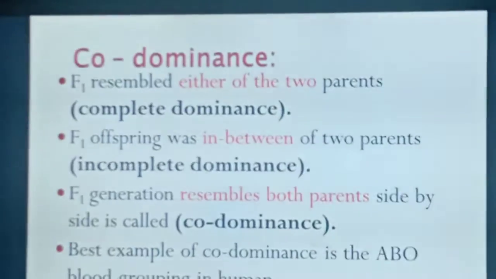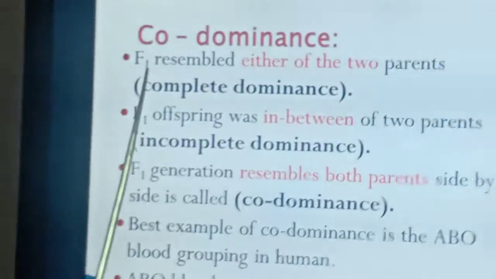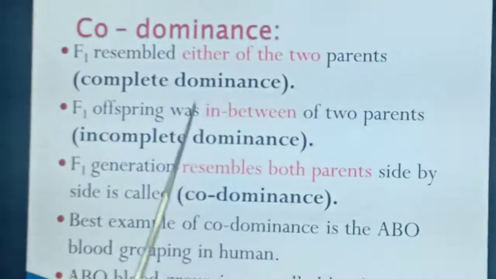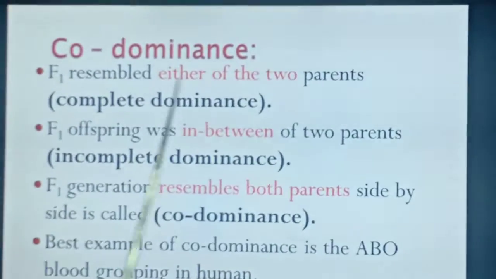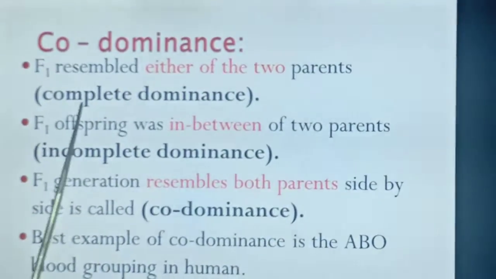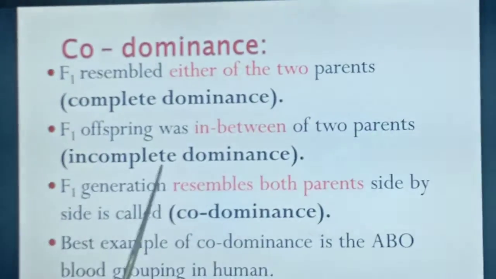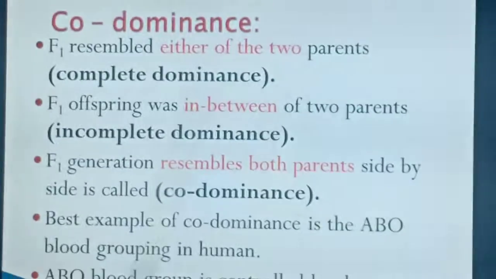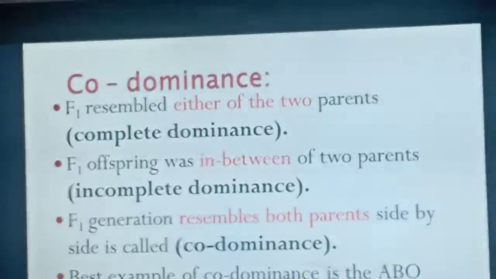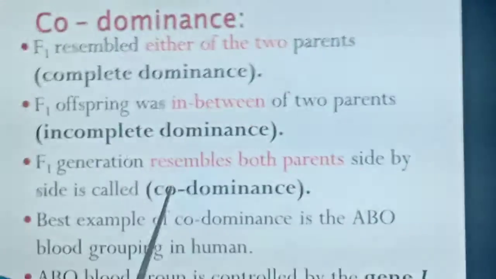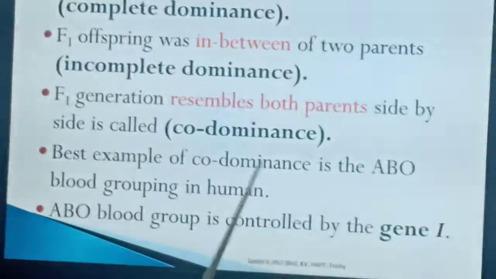So the next one is codominance. Let us see one by one. In complete dominance, the F1 hybrid will resemble one of the parents. When it is like that, you call that complete dominance. In incomplete dominance, the F1 offspring will be in between the two parents. That you call incomplete dominance. What is codominance? The F1 generation resembles both the parents side by side. Then you call that codominance.